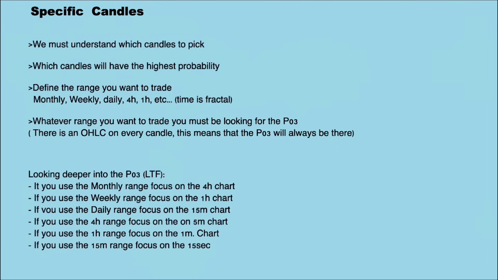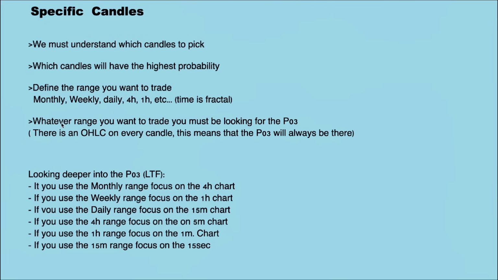There are specific candles you need to focus on. It's crucial to understand which candles to pick and which ones have the highest probability. It's not random. You don't just go on your chart and choose any random candle to trade CRT with. First, define the range you want to trade. Are you a swing trader, day trader, or scalper? What range do you want to trade in? A monthly chart, weekly range, daily range, 4 hour range, 1 hour range, etc. Time is fractal. Choose a range.